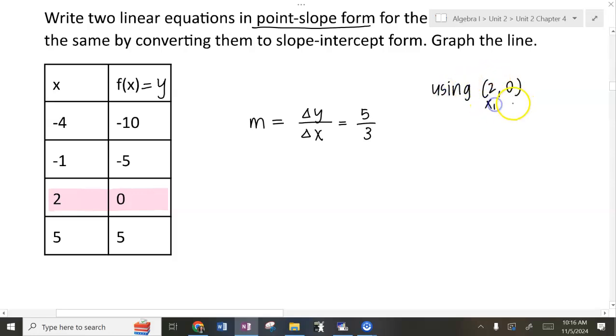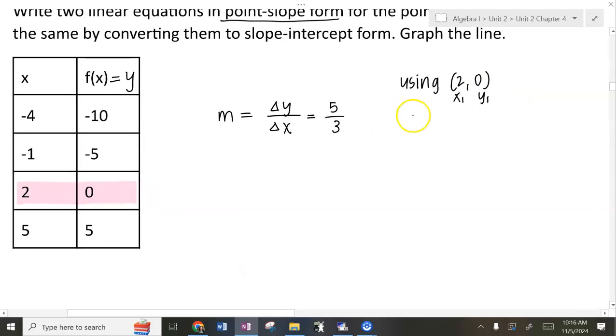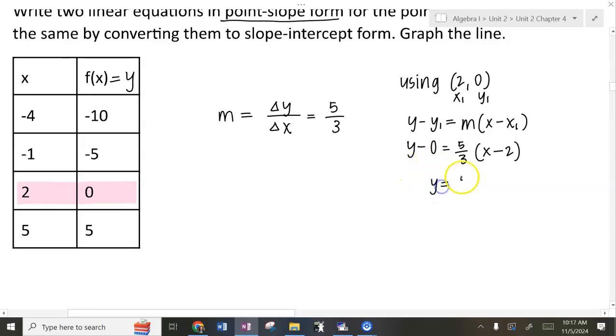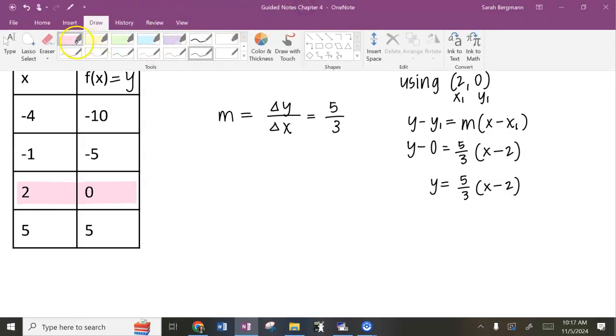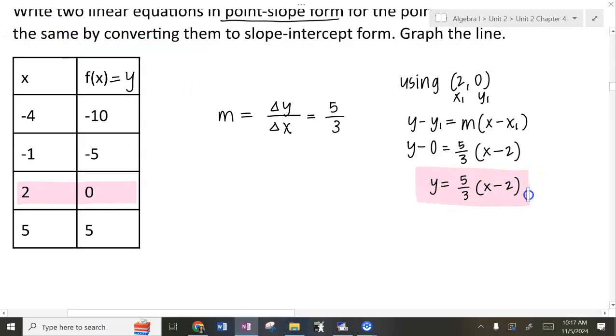So we'll use x1 is 2, y1 is 0. Use your formula for point-slope form of the linear equation. Substitute in 0 for y1, 5/3 for your slope, and 2 for x1. Y minus 0 makes just y. So you can simplify this to y equals 5/3 times the quantity x minus 2. That's one equation to represent the line for this table.